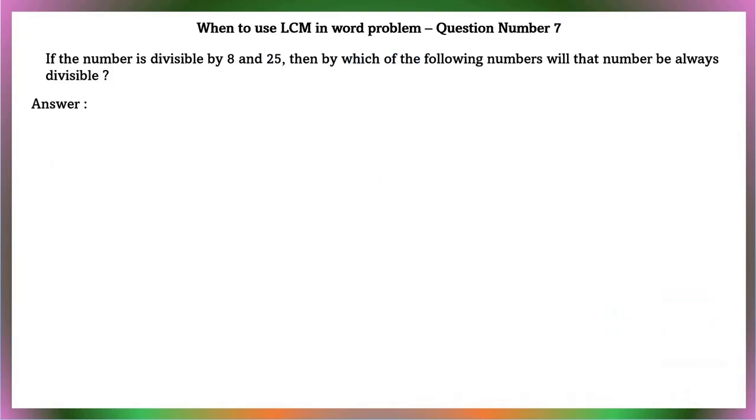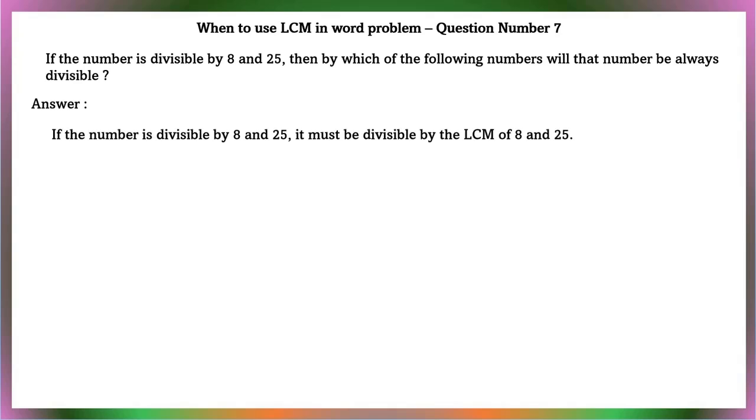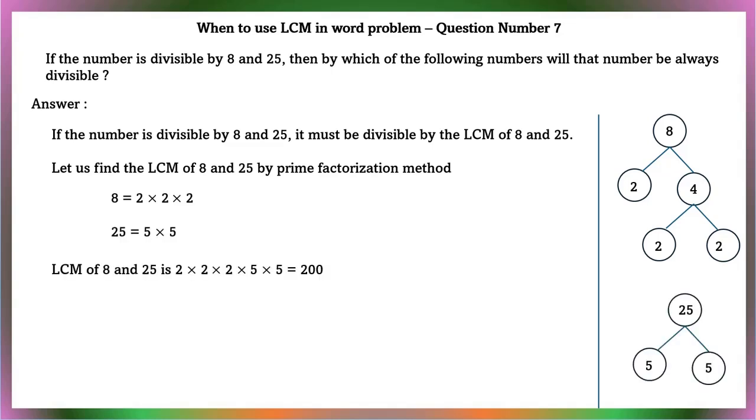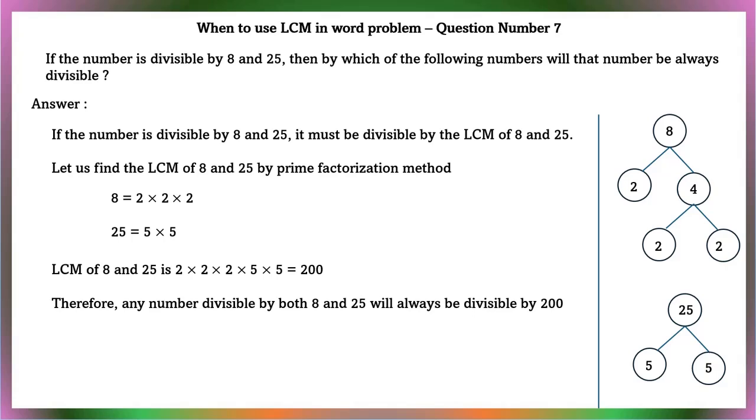Question number 7. If a number is divisible by 8 and 25, then by which of the following numbers will that number always be divisible? If a number is divisible by 8 and 25, it must be divisible by their LCM. Let us find the LCM of 8 and 25 by the prime factorization method. Now using the factor tree method, we can find the LCM of 8 and 25, that is 200. Therefore, any number divisible by both 8 and 25 will always be divisible by 200.